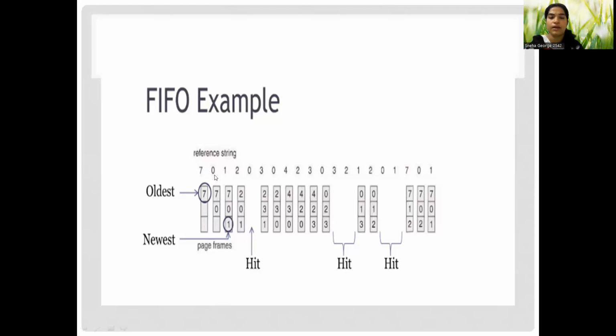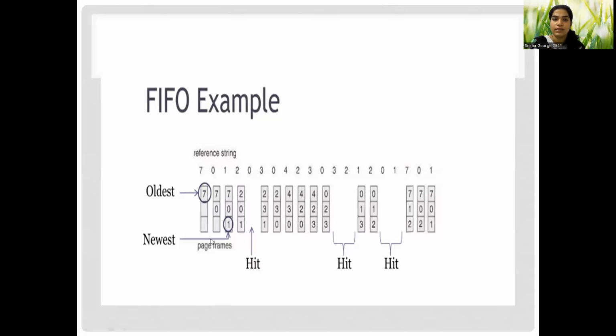The next reference is 0. We check the main memory, 0 is not there, so we load 0 into the main memory. This is also a page fault. Now coming to 1, it is also not there in the memory, so we load it into the frame. This is the newest one that has come now. Next in the reference string, the next page is 2.